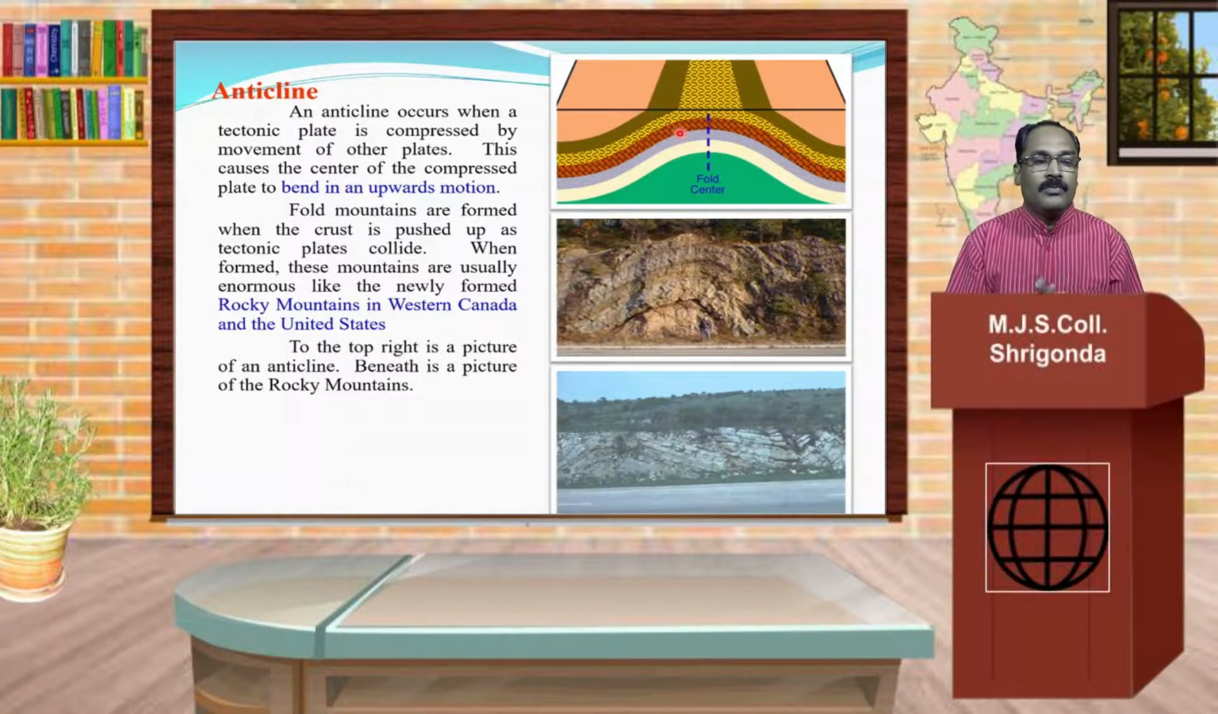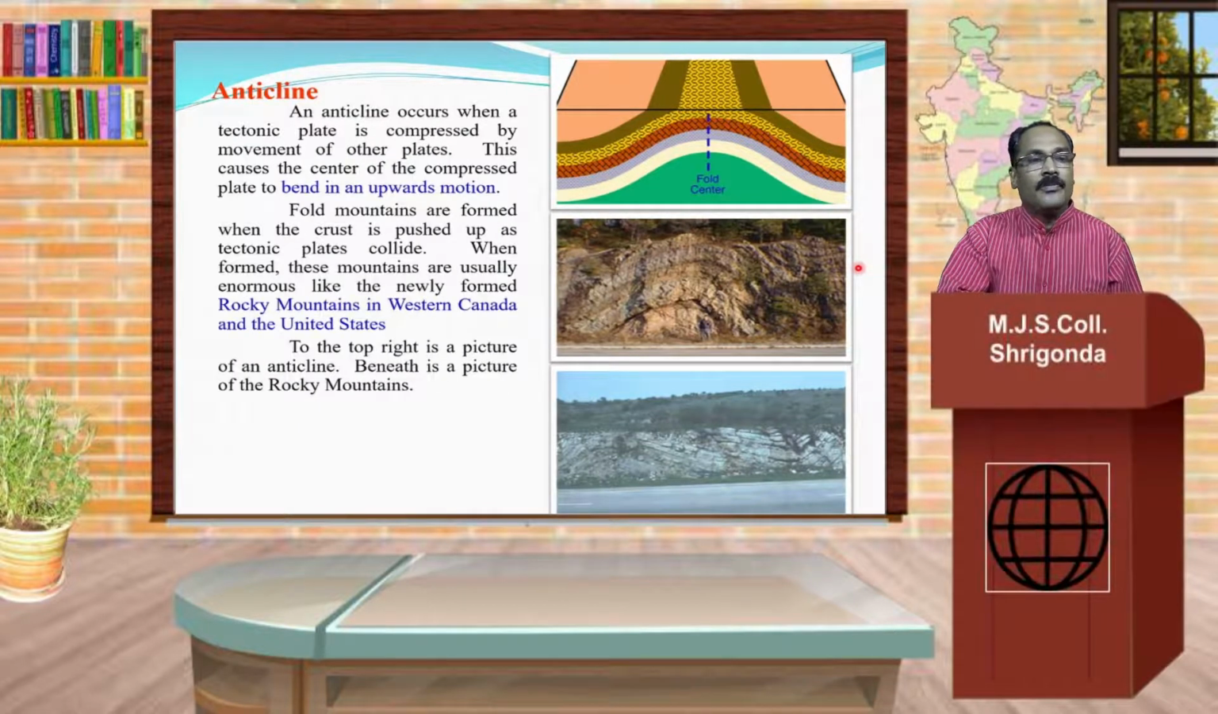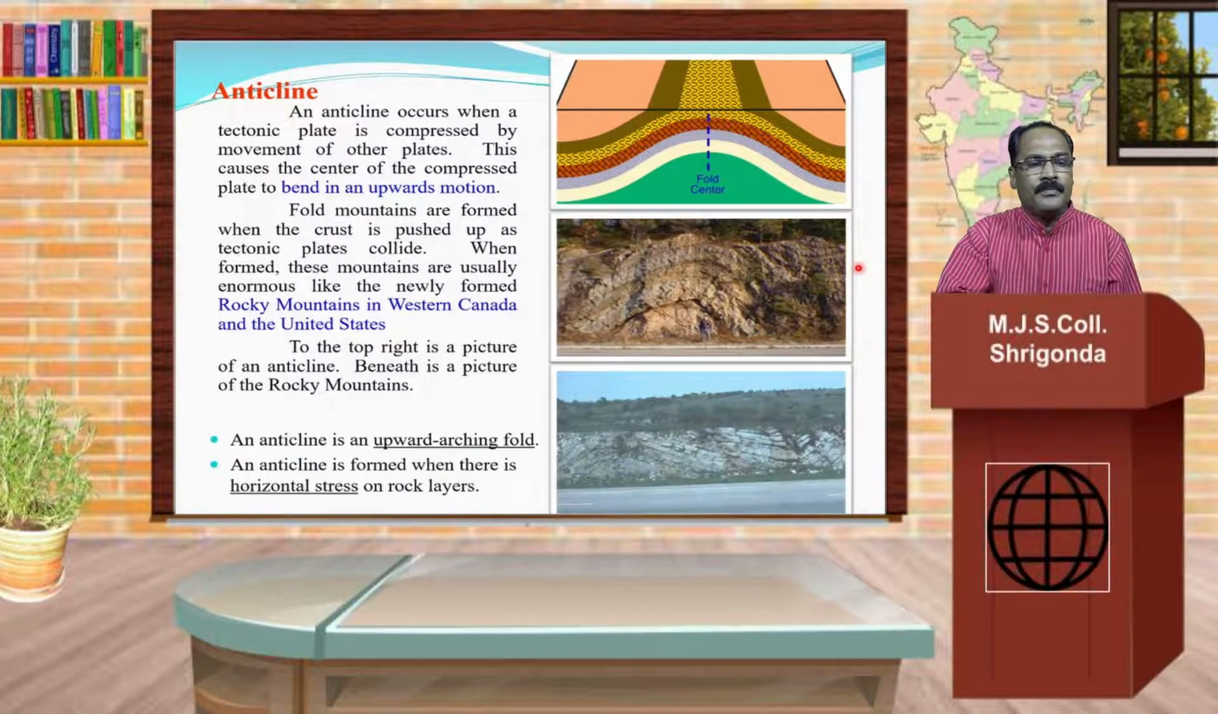Then the top right features anticlines. Beneath the picture you see the Rocky Mountains, anticlines. An anticline is an upward arching fold, and it is formed when there is horizontal stress on rock layers.